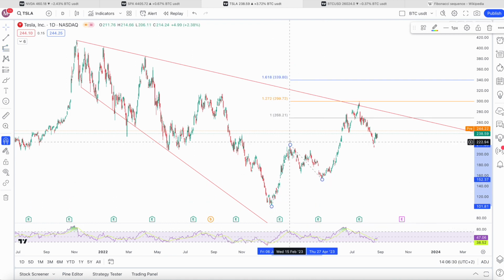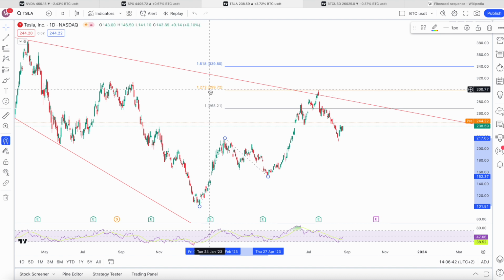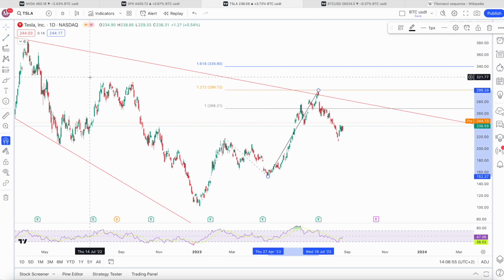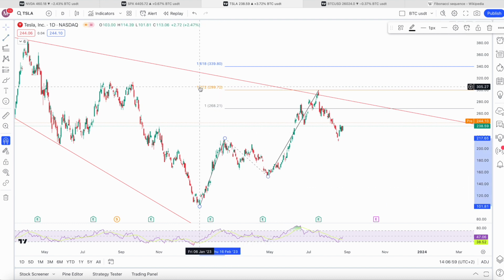Again, we have leg A, leg B, leg C. Here the leg C is almost to the dollar. Look at this. Okay, not to the dollar, but very close to the 1.272. And as you remember, the 1.272 is the square root of 1.618. And what it means is that the first leg multiplied by 1.272 will give you the length of this leg.